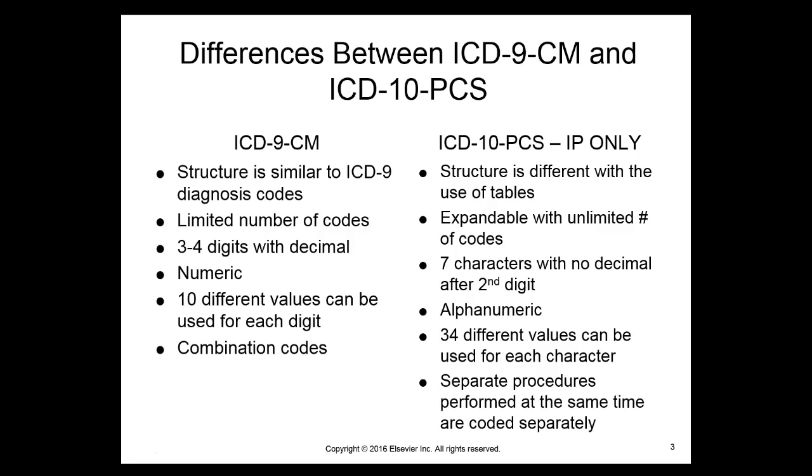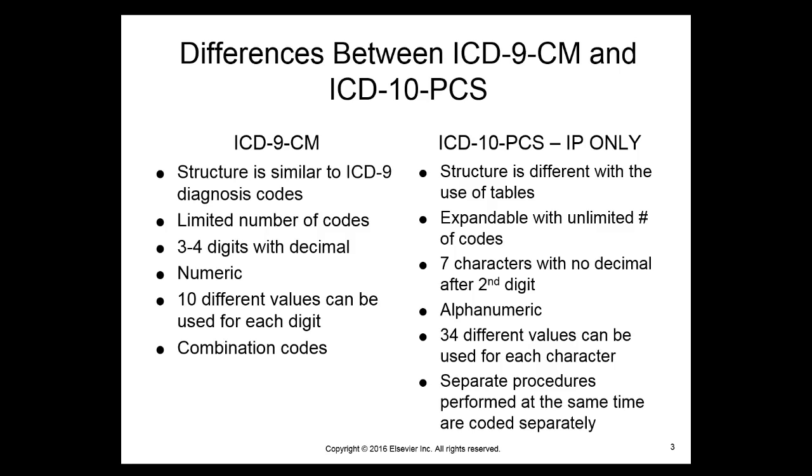It's important to understand that there is a significant difference between ICD-9 and ICD-10. In ICD-9, the coding of procedures was very similar to coding the diagnosis codes. Codes were either 3 to 4 digits. They included a decimal after the second character, and they were numeric.